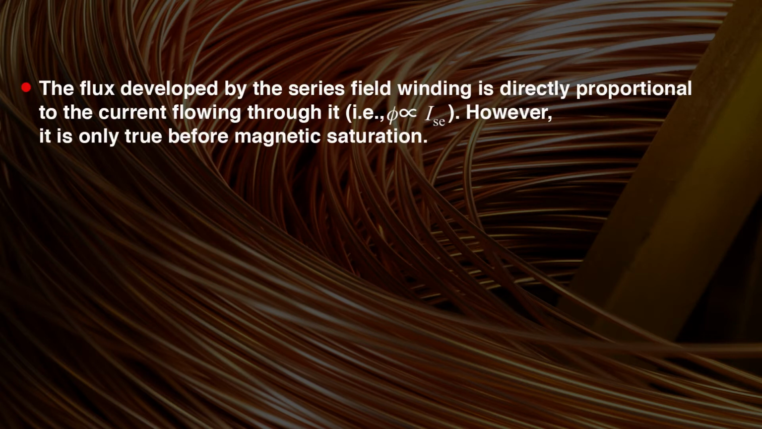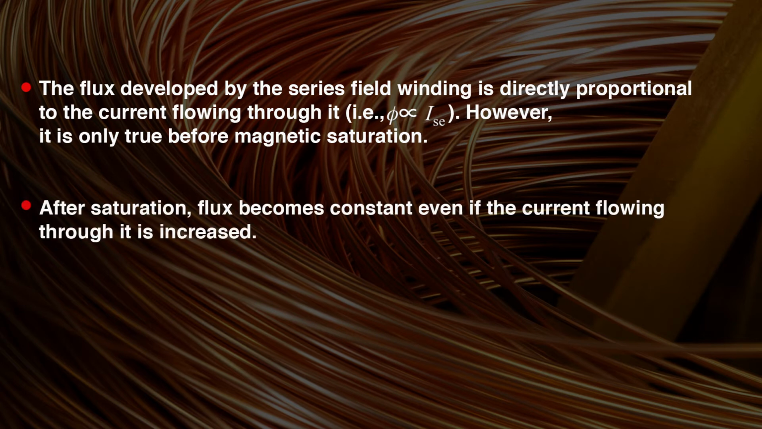The flux developed by the series field winding is directly proportional to the current flowing through it. So that means this flux is directly proportional to the series field current, that is ISE. However, it is only true before magnetic saturation. After saturation, flux becomes constant even if the current flowing through it is increased.